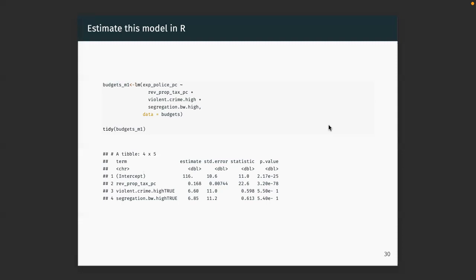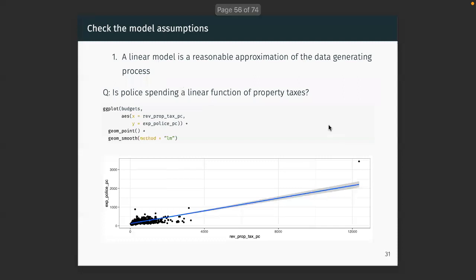So my next step, you could just walk away here and say, well, that's significant, that's not significant, that's not significant. I'm done. But that's a crappy approach. We need to check this, right? And how are we going to check it? Well, the first thing we're going to do is plot it out with our regression line. Is police spending a linear function of property taxes?